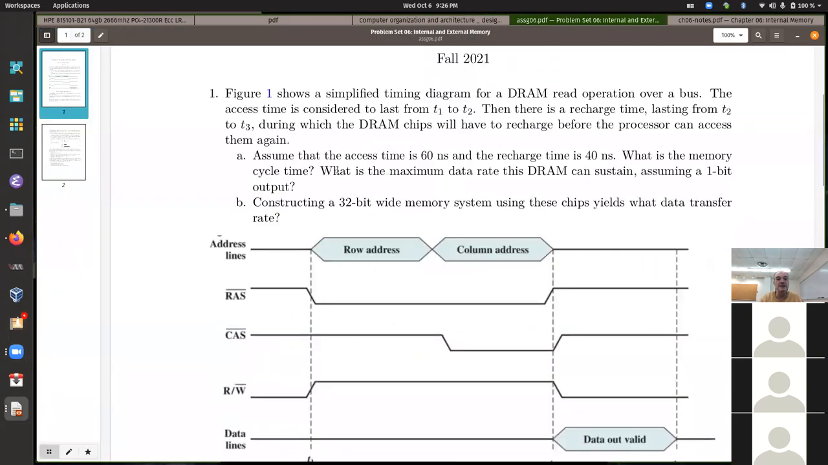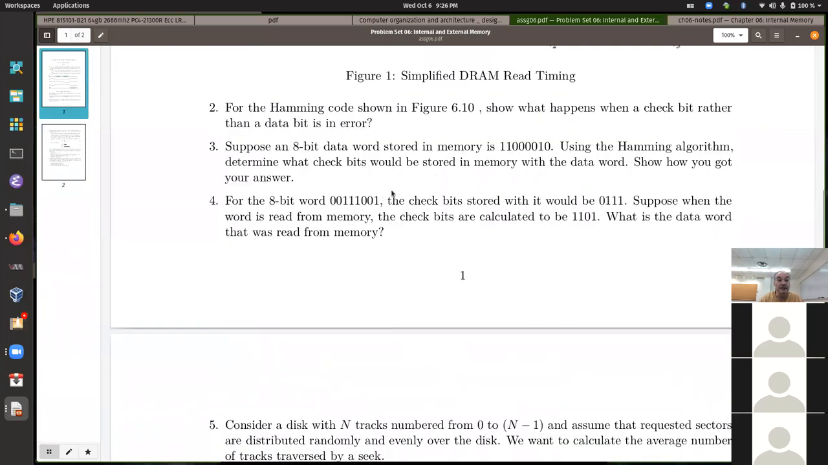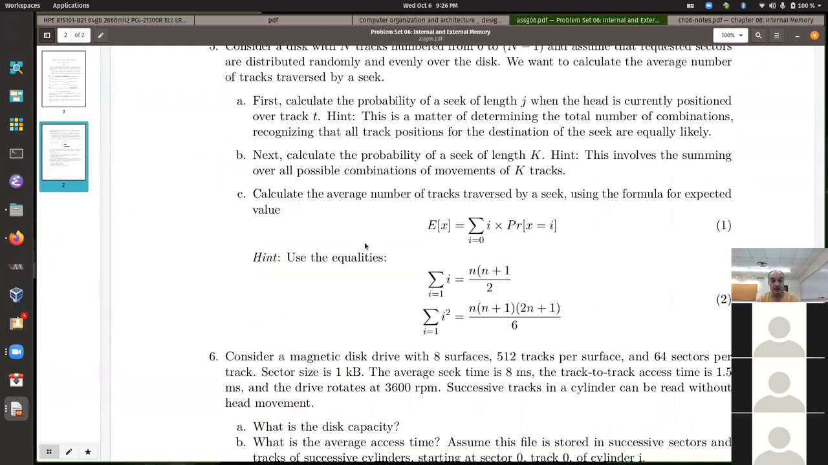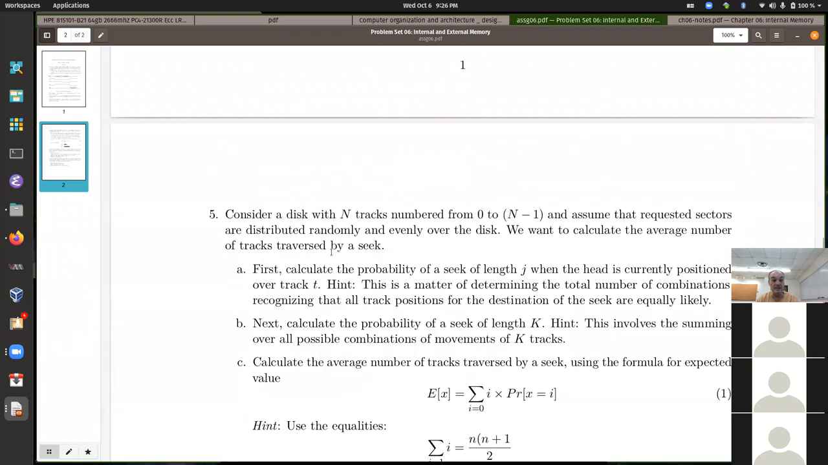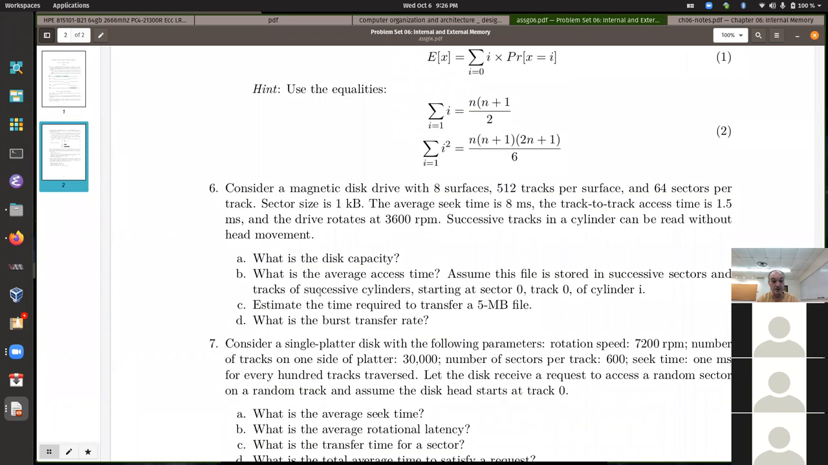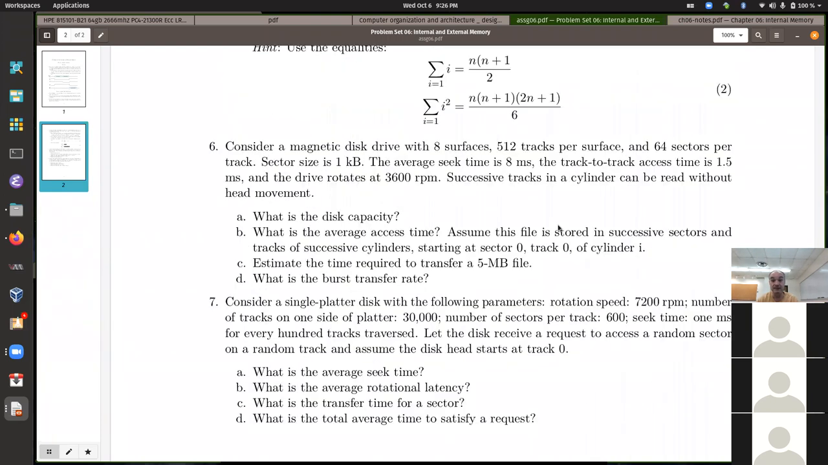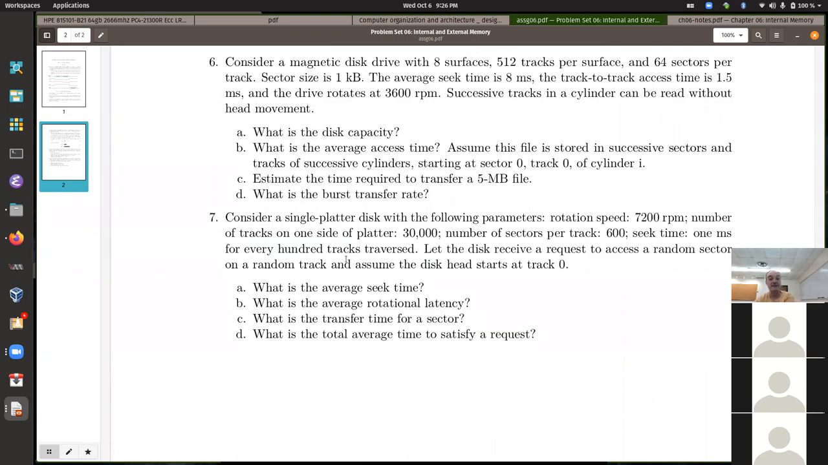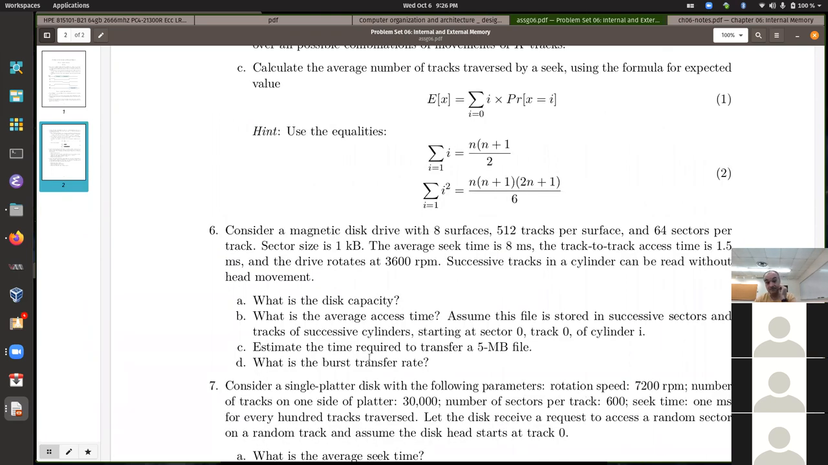Let's go back to the assignment. The first three or four questions are about error correction and detection. We covered that pretty well, I think, and I mentioned it a second time. The last three questions, I think 6 and 7 should be relatively straightforward, I hope. These are asking you to calculate things like seek time and latency from these described characteristics.